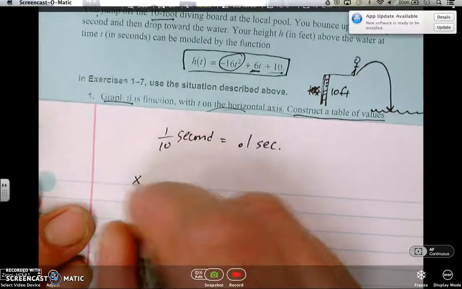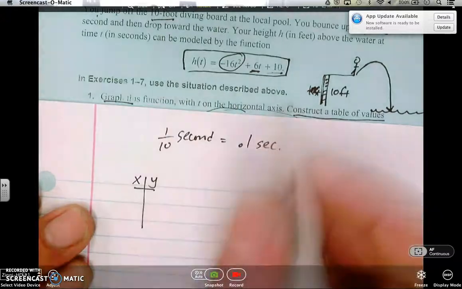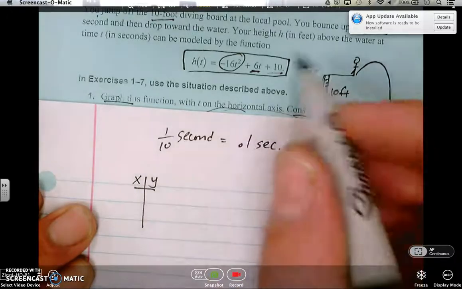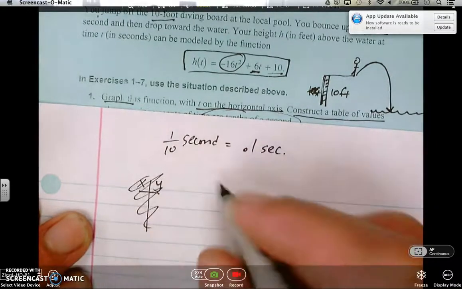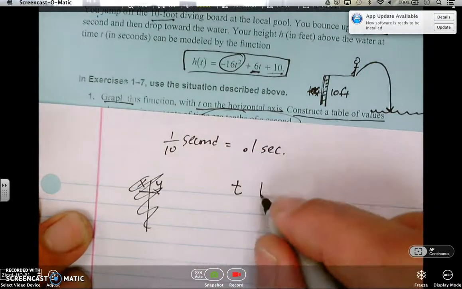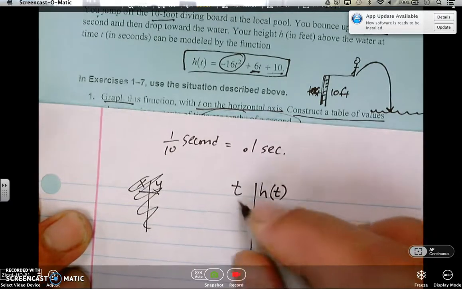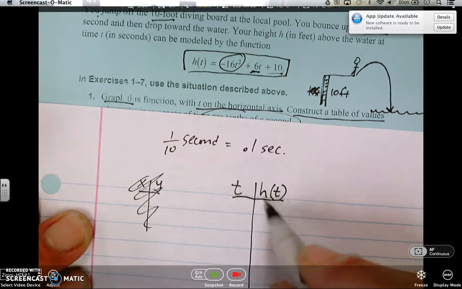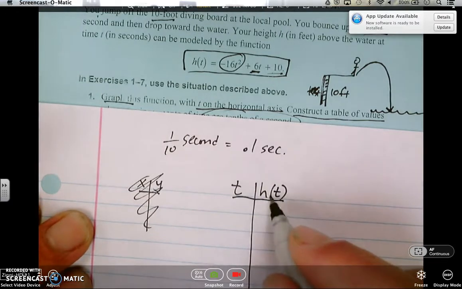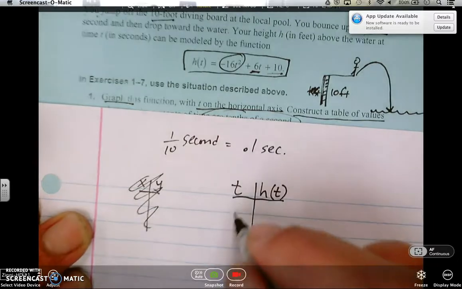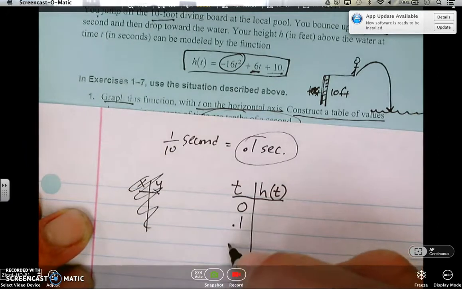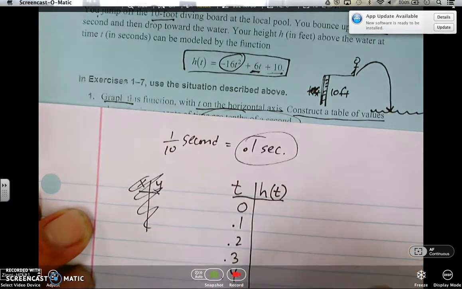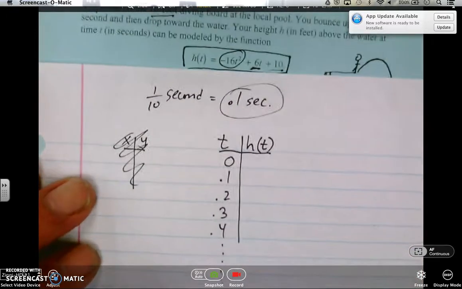So our table of values would usually go x and y, but you'll notice we don't have any x's and y's. So let's explain what this is. Instead of x, on our horizontal axis, we have t. Instead of y, we have h of t. That's all this is. It's not h times t, it's called h of t. All it's saying is your height is a function of time. So we're going to start with 0, and then we're going to go every 0.1 seconds. So 0.1, 0.2, 0.3, 0.4, until he reaches the water at some point.